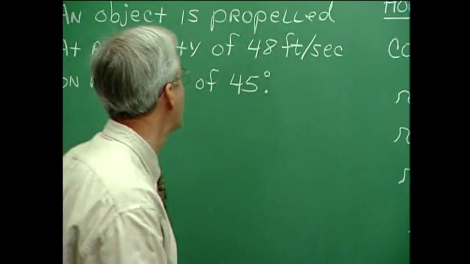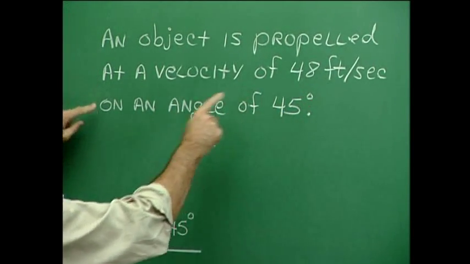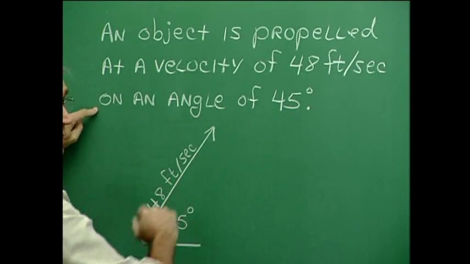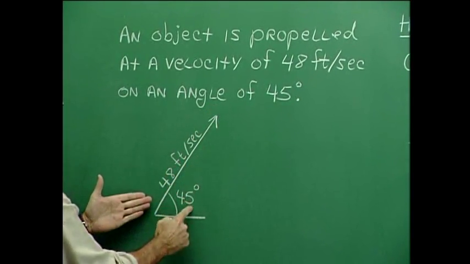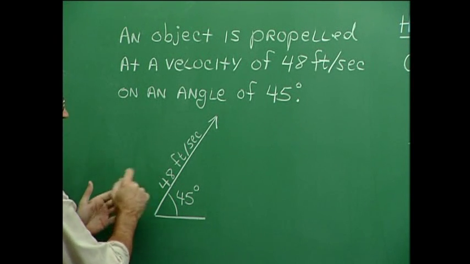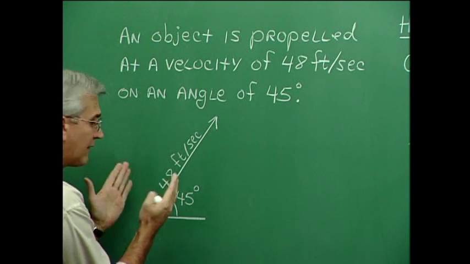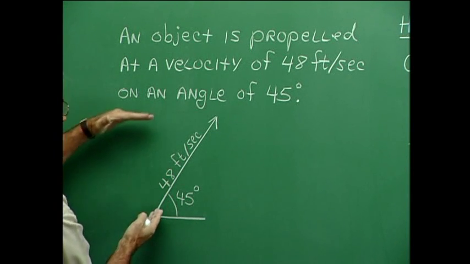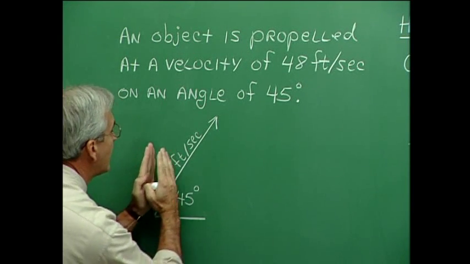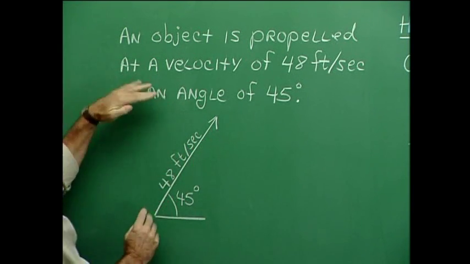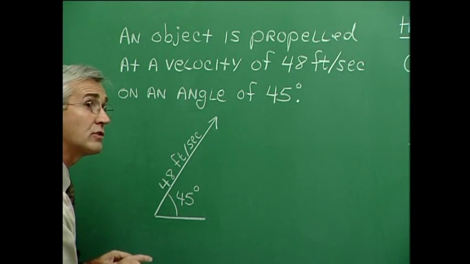Consider this problem. Suppose an object is propelled at a velocity of 48 feet per second on an angle of 45 degrees. So here's that object propelled at an angle of 45 degrees at a rate of 48 feet per second. Now we know that this object is traveling, we can think of it as traveling horizontally and vertically at the same time. Now, it's on an angle right here, but it's generally moving to the left and it's moving up. Now this is nothing more than separating the vector into its components.